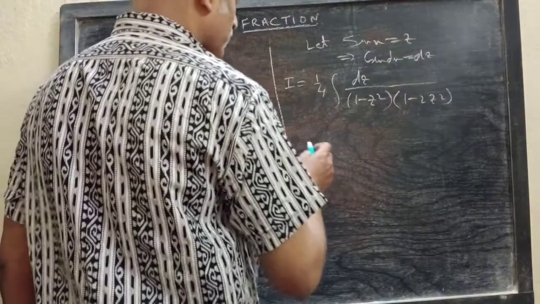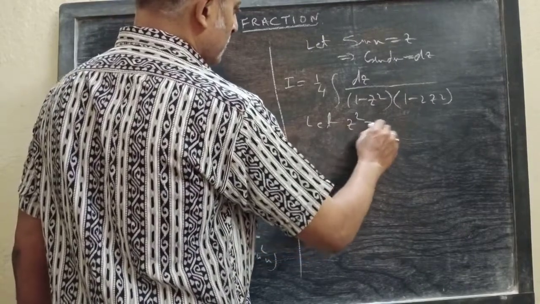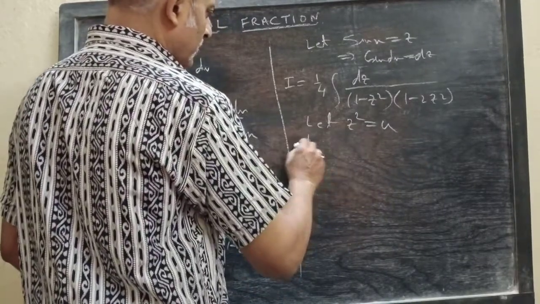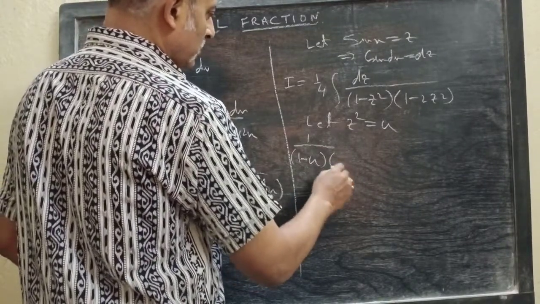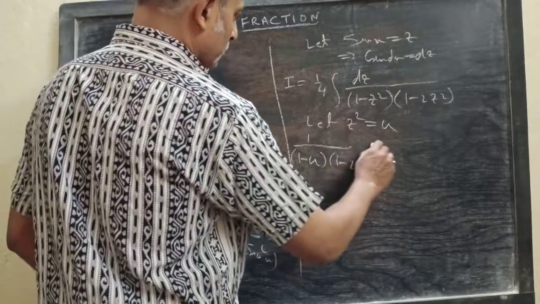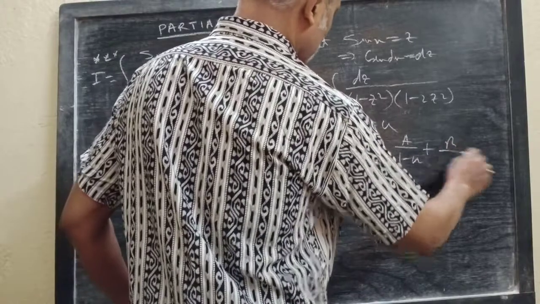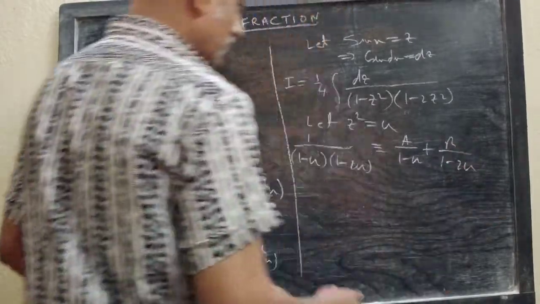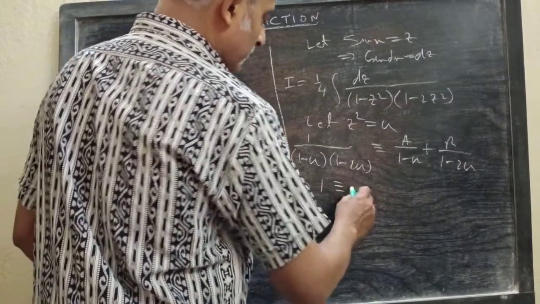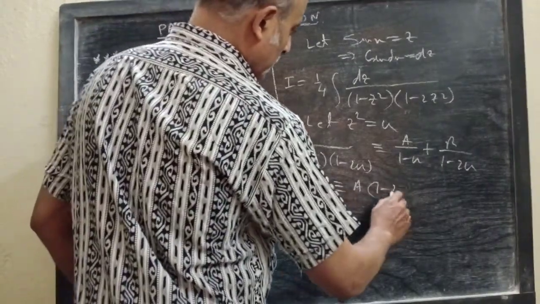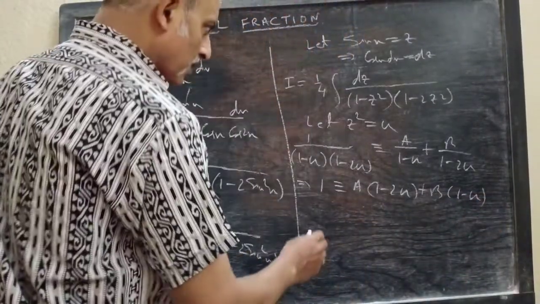Now let z square equals to u. Then the fraction becomes 1 by (1 minus u) into (1 minus 2u). Let this be written as a by (1 minus u) plus b by (1 minus 2u). Now multiplying both sides by the denominator, 1 becomes identically equal to a into (1 minus 2u) plus b into (1 minus u).